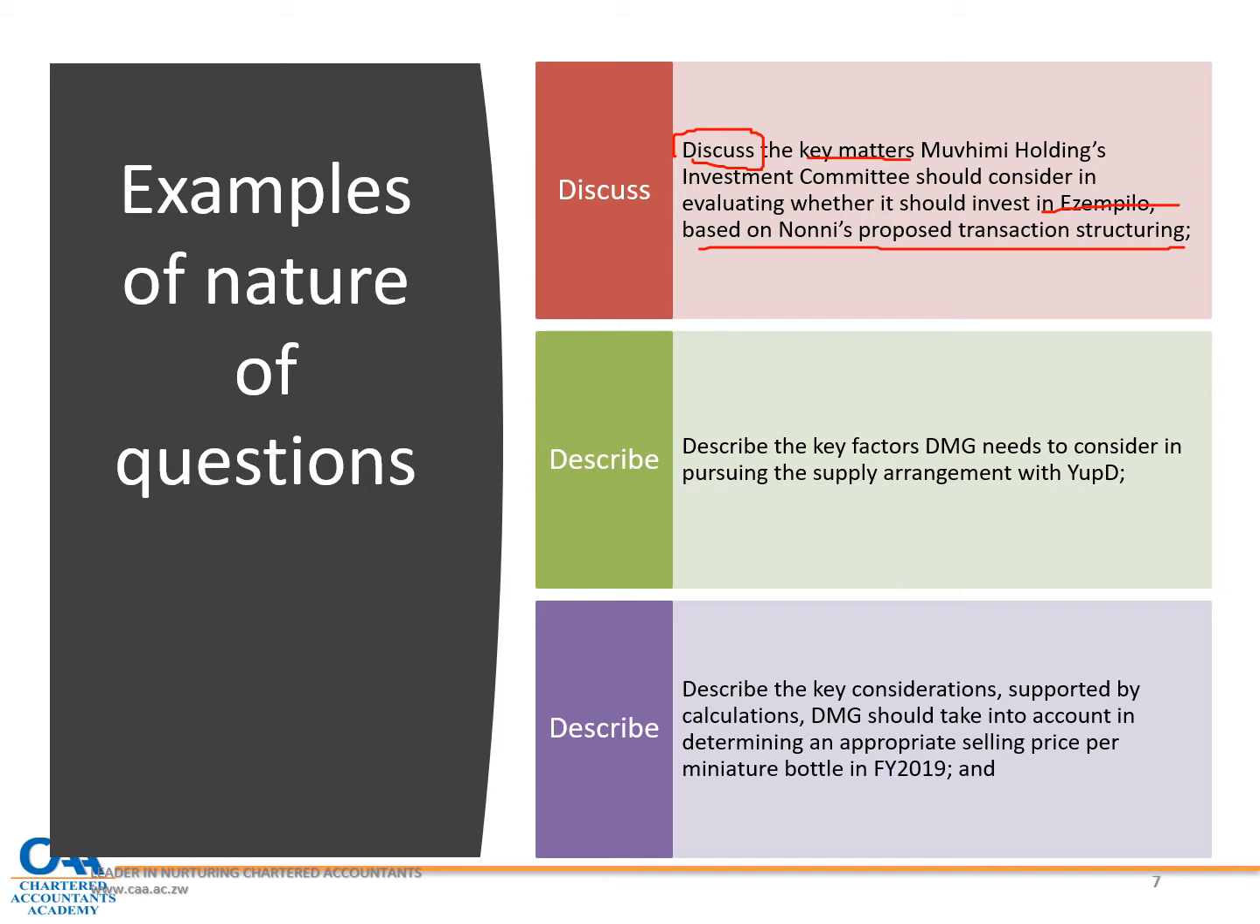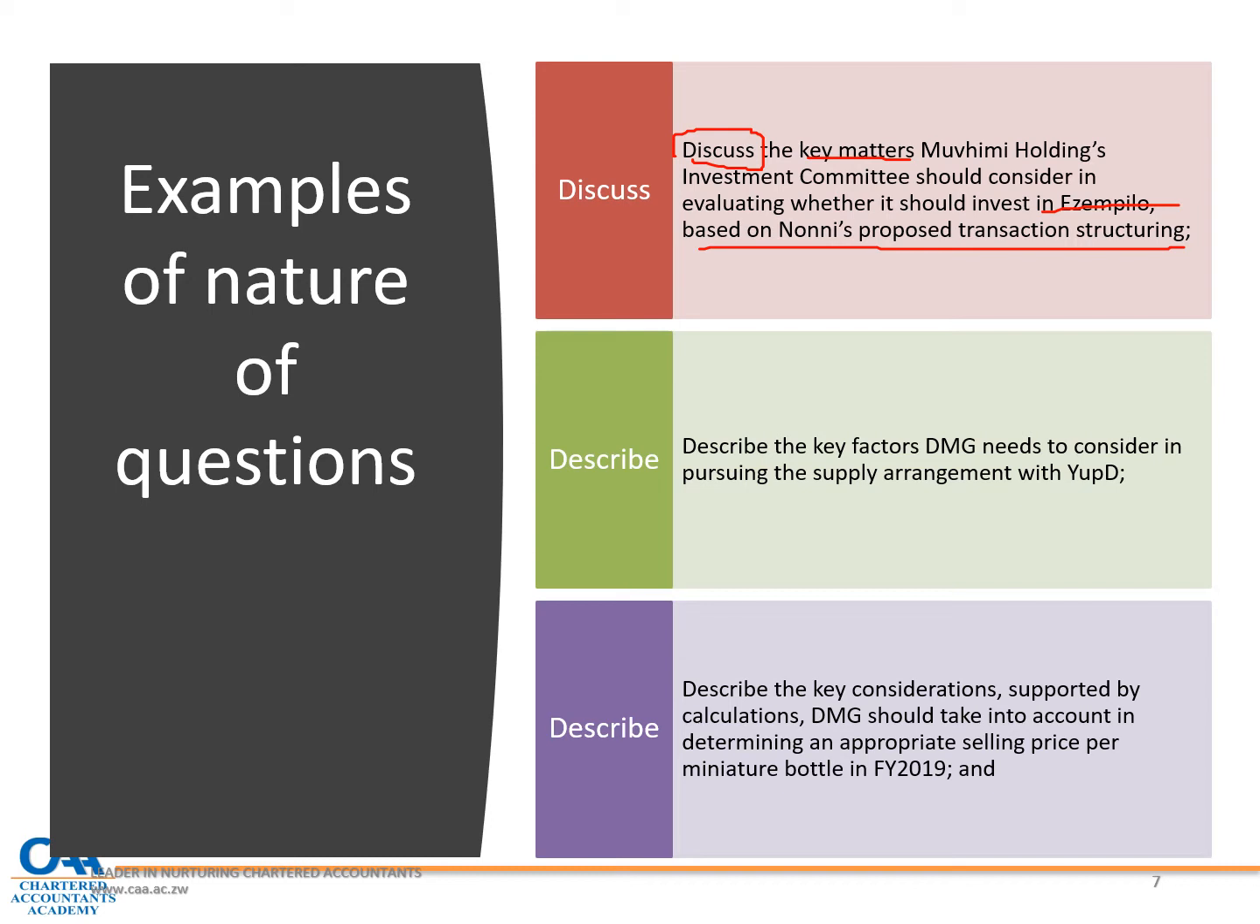I want to discuss the key matters we should consider. So my consideration should be both quantitative and qualitative. Normally, the first part you've been asked to do a calculation, a quantitative evaluation. As a follow-up, we are then asked to discuss key matters that should also be considered. Now we are looking at those qualitative factors, looking at this proposed transaction.